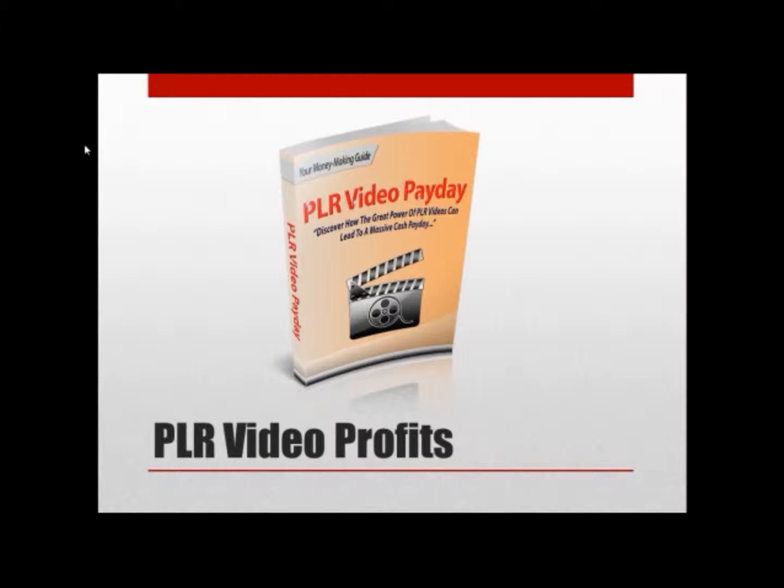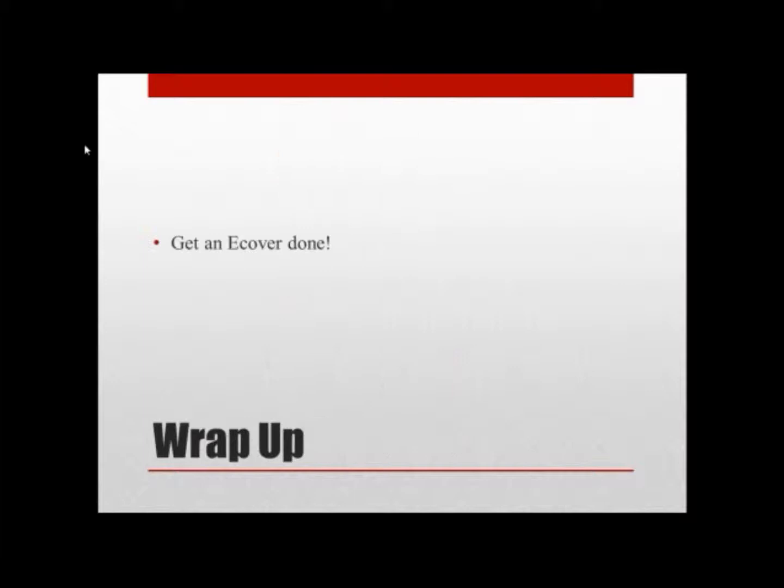So that's pretty much it for e-covers. All you need to do is go out there and get an e-cover done. If you want to get it done for free, there are some options that I've already listed. If you're willing to fork over some cash, my recommendation is that you just go to Fiverr, pay $5, and it'll be done outright for you. It's just a quick investment.